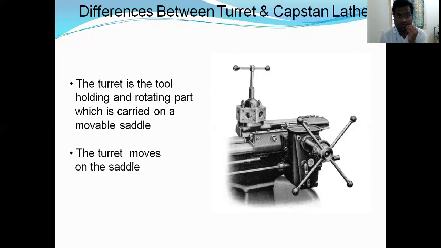The turret is the tool holding and rotating part, which is carried on the movable side. Here, observe this point, it is a very important difference. The turret is on the saddle, the movable side. If you want to move the turret, you have to move the saddle. So in the picture itself, we have observed the turret is on the saddle.